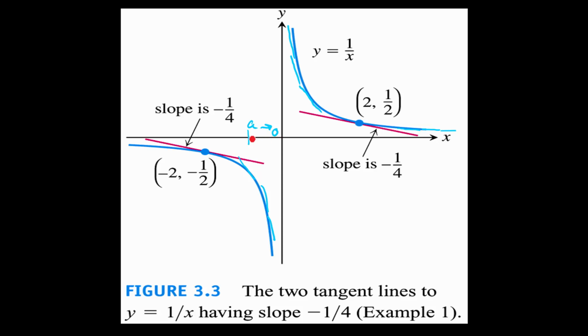Same thing when you come from the left. All those a that are getting close to 0 in a negative way will have lines that are steep and sloping downwards. And then when you go out further to negative infinity, the slopes become more and more close to 0.